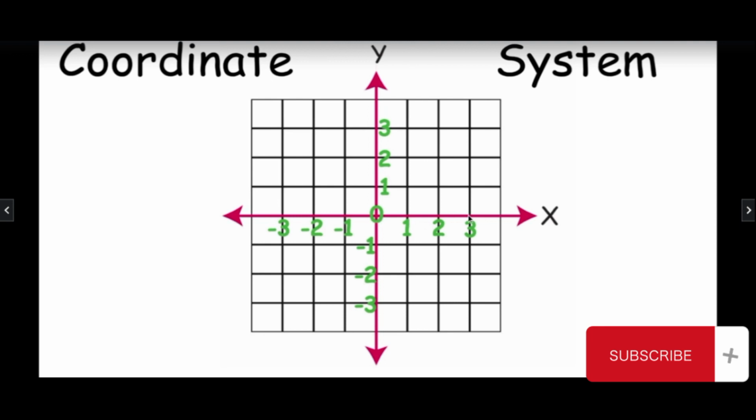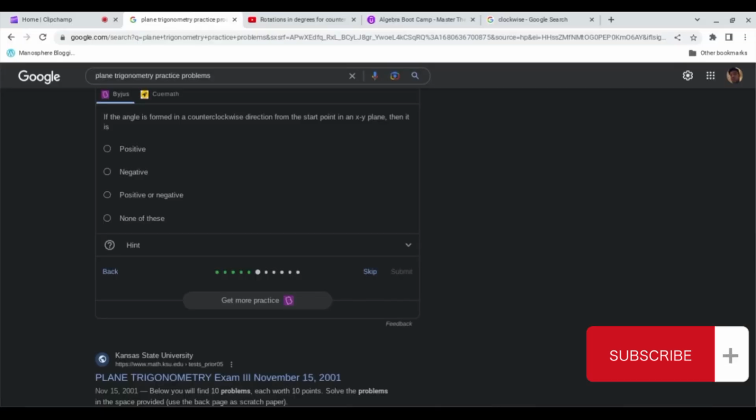So let's go back to the original question. Going back to the original question, if the angle is formed in a counterclockwise direction from the start point in an x and y plane, then it is going to be positive.